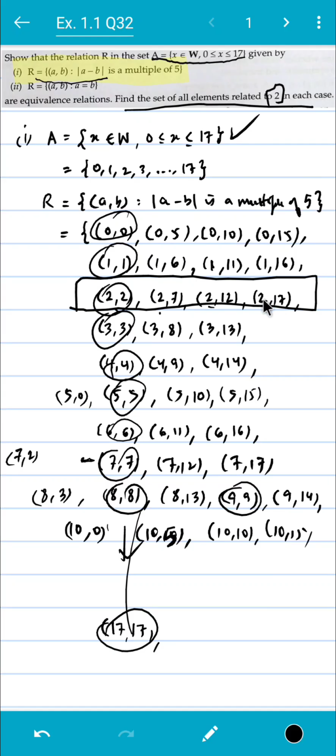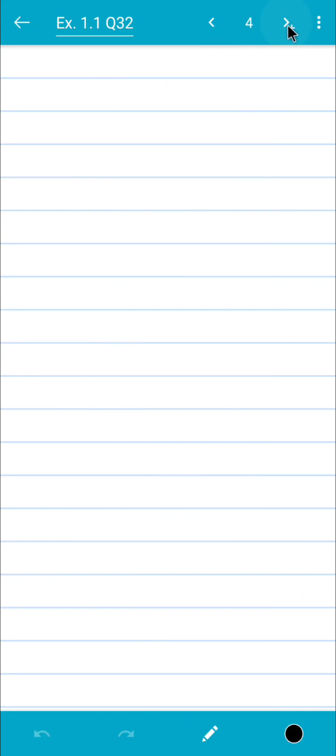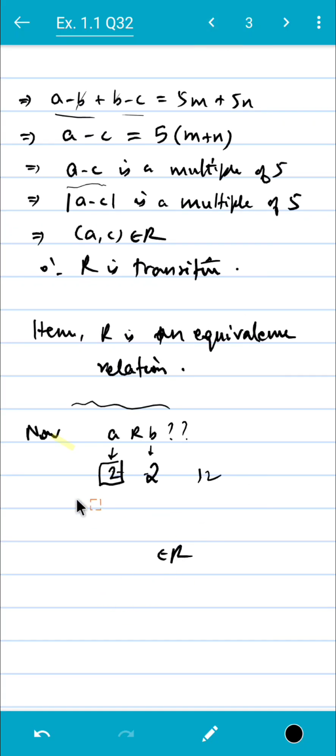Apart from these, there are no other elements that, when subtracted with 2, give a multiple of 5. So we get 0, 5, 10, 15. Find the set of all elements related to 2 in each case. That'll be 2 itself, 7, 12, and 17. So let's write the answer. We list all the elements that are related to 2. So 2 minus 2 modulus is 0, a multiple of 5.